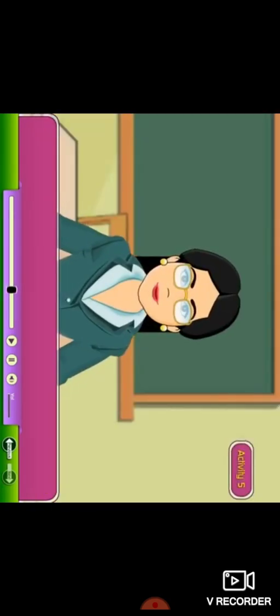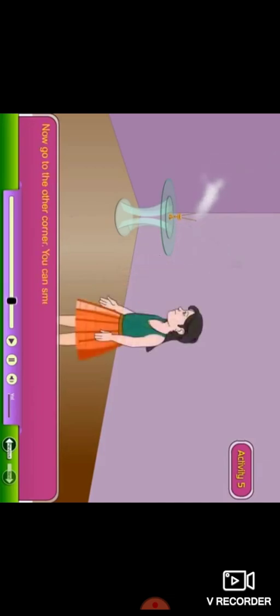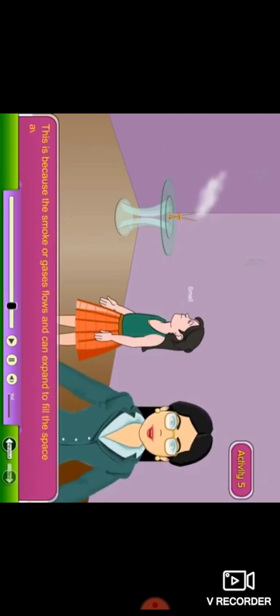Activity 5. Let us perform one more activity to find the difference between gases and liquids. Burn an incense stick or agarbatti in one corner of a room. You can smell the smoke coming out. Now go to the other corner. You can smell the agarbatti here also. This is because the smoke or gases flow and can expand to fill the space available.